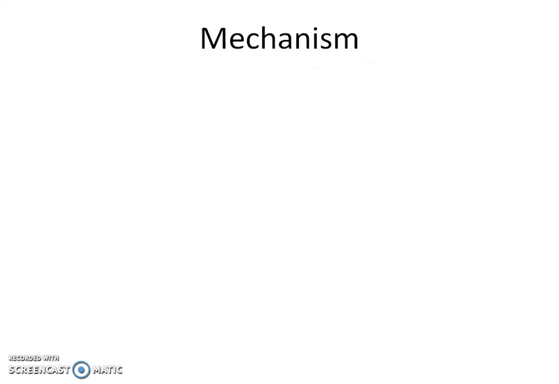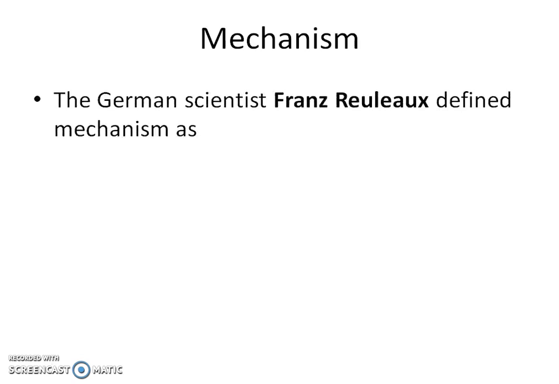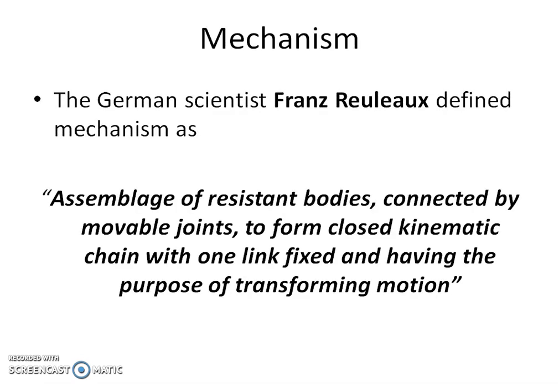What is a mechanism then? According to Reuleaux, a mechanism is an assemblage of resistant bodies connected by movable joints to form a closed kinematic chain with one link fixed and having the purpose of transforming motion.